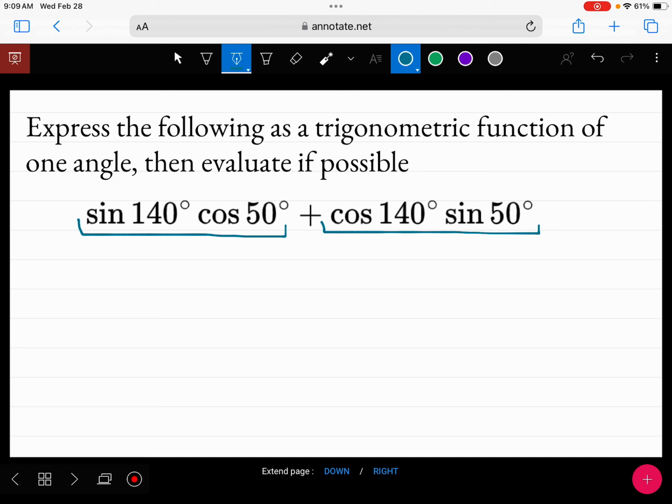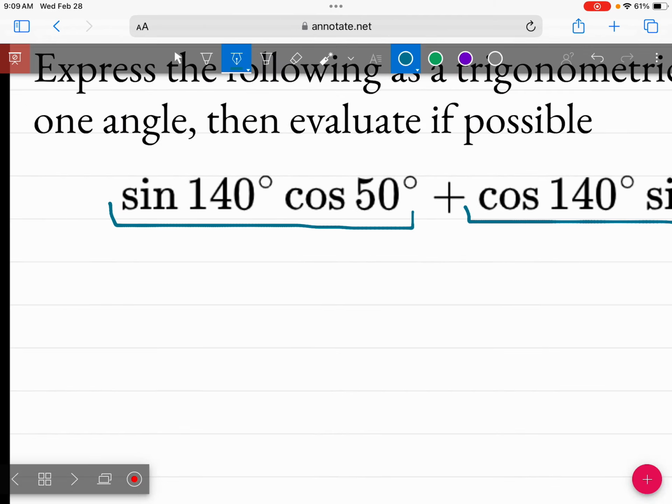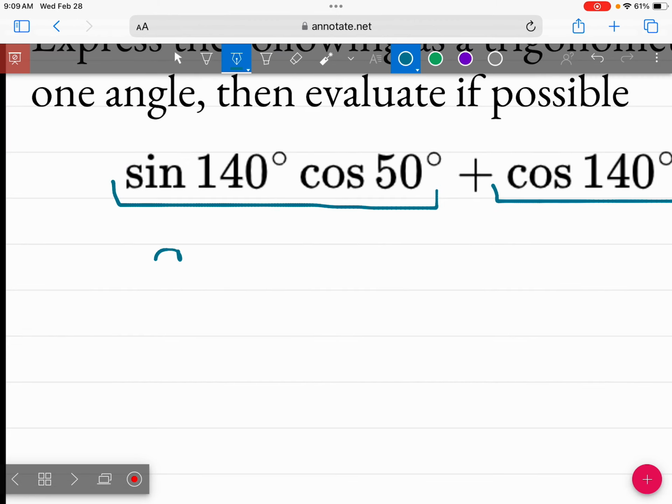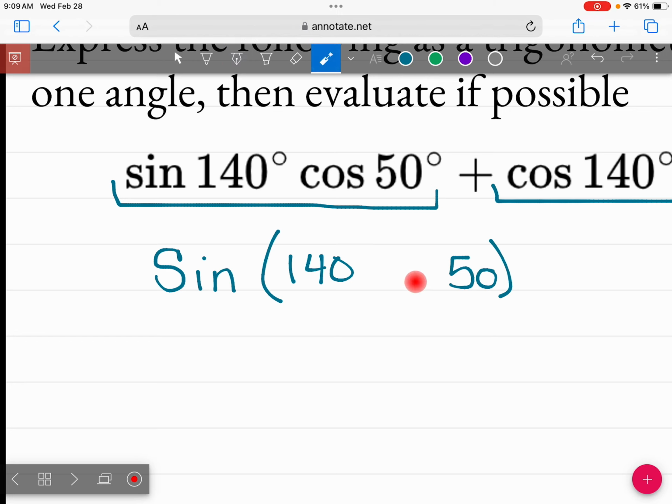So if you look back at our formulas, sine likes to mix it up. Sine takes one of each. So it's going to use sine. And we just have to figure out what the relationship between the 140 and the 50 is. Are we going to put a plus or a minus in here? A plus.